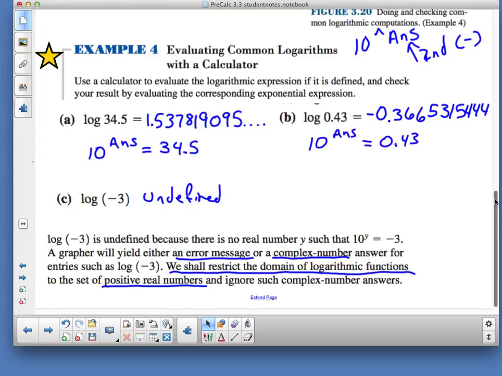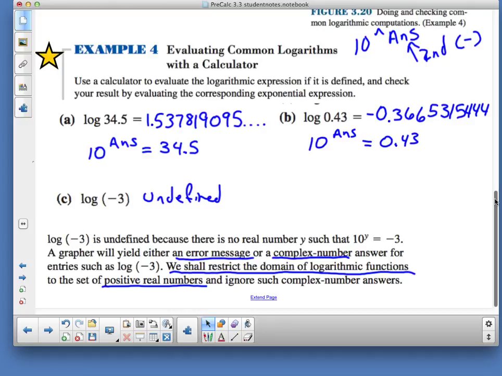But here it is undefined because there's no real number y such that 10 to a power is equal to -3. If I just raise 10 to a power, I cannot change its sign. I can change how big it is. It can be less than 1, but it's always between 0 and 1. A power will not change its positive value, and you'll get an error message.